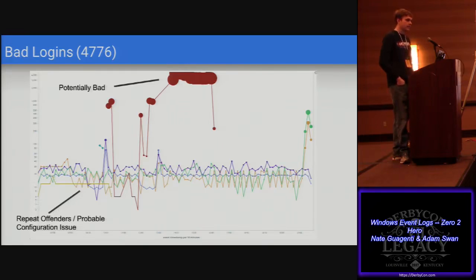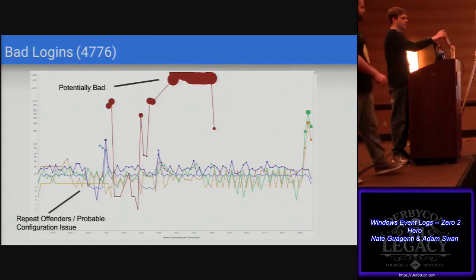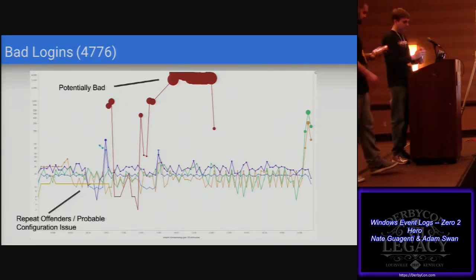And don't just look at 4776 bad logins, but also look at good logins too, because you can track, okay, Bob the admin is responsible for Remedy, and that's like 6 servers. But today, Bob the admin logged into 43 servers. That's a little strange, right? So look at successful logins too.